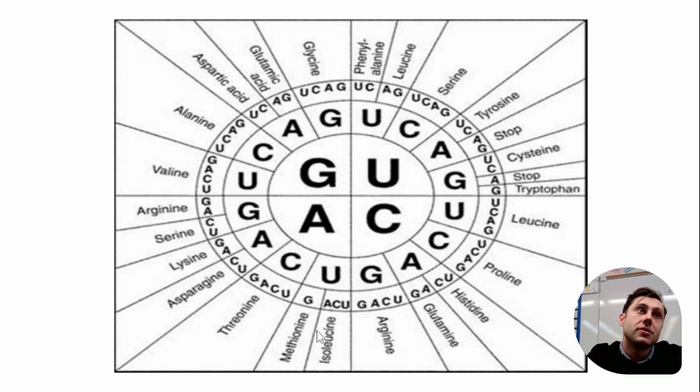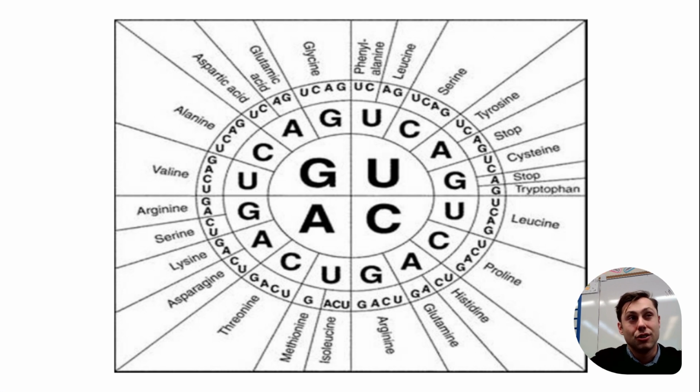You'll notice sometimes there are multiple codons that code for the same thing. So AUA codes for isoleucine, along with AUC and AUU. All three of those code for the exact same amino acid. That's okay. It's not a bad thing. That's normal. So check that out.